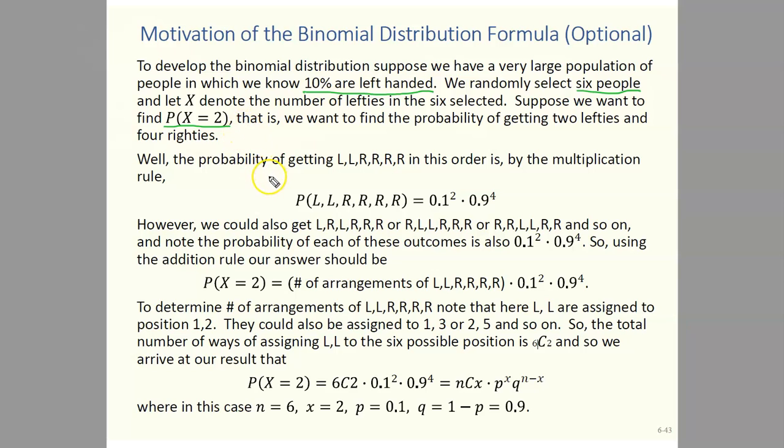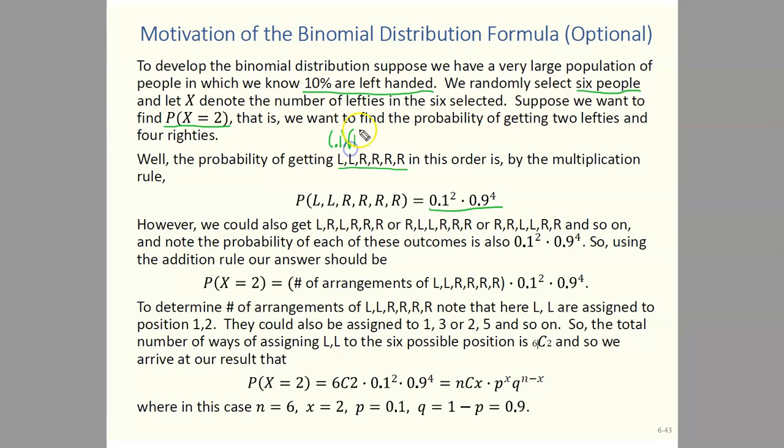Now, the probability of getting left, left, right, right, right, right in that exact order: you draw 6 people, the first person being left-handed, the second person being left-handed, then the third, fourth, fifth, and sixth person being right-handed is going to be this by the multiplication rule. The probability that the first person selected is left-handed is 0.1 because 10% of the population is left-handed. And then the second person being left-handed, so we multiply 0.1 times 0.1.